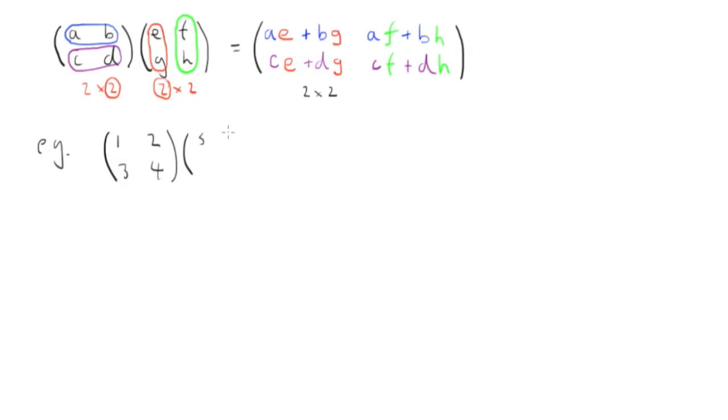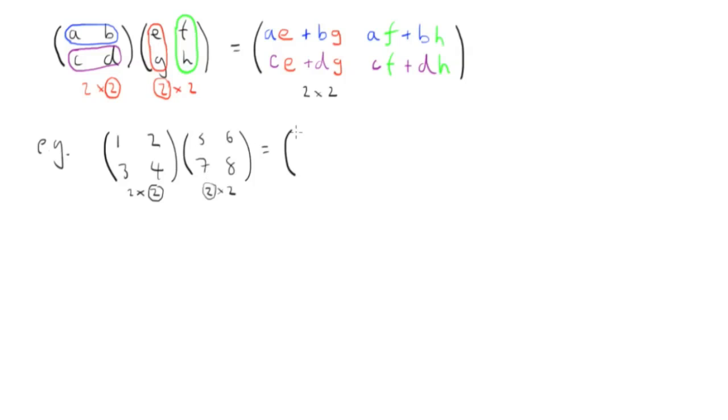Okay, so 5, 6, 7, 8. The first thing I do, I check whether the matrix multiplication can actually be done. And as we see here, the 2 inside numbers are the same, so therefore it can. So what I'm going to do now is go across the first row of the left matrix and down the first column of the right matrix.